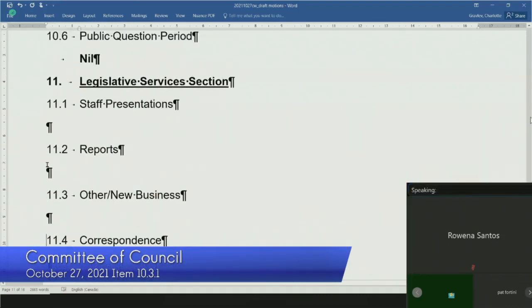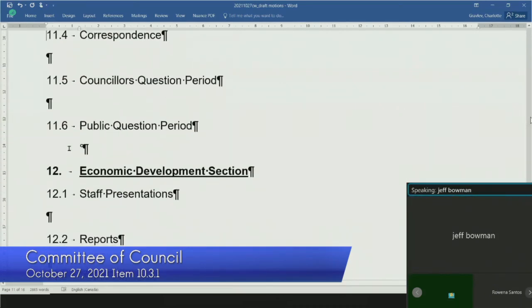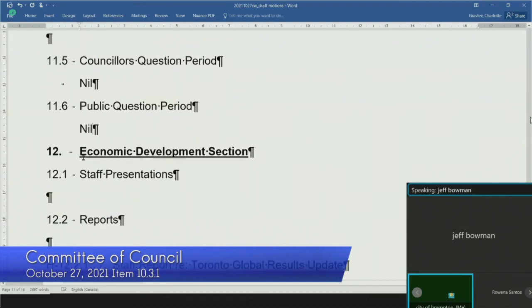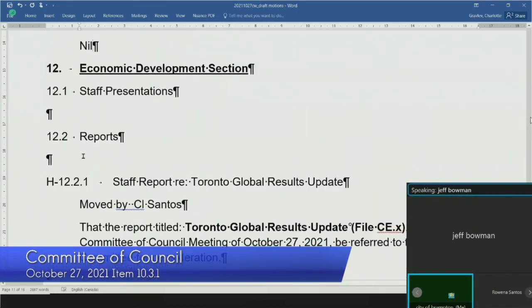Thank you very much, Councillor Santos. There are no reports, no staff presentations, no new business, so we will move directly to Councillor question period. Are there any questions regarding Legislative Services? Seeing none, Mr. Clerk, is there any questions from the public for Legislative Services? There are none, Mr. Chair. Thank you very much. With that, I will hand the chair over to Councillor Medeiros for Economic Development.